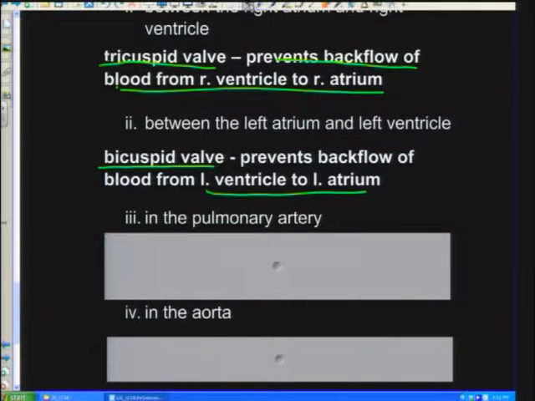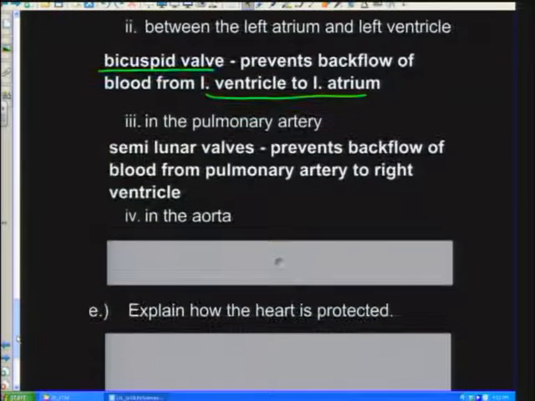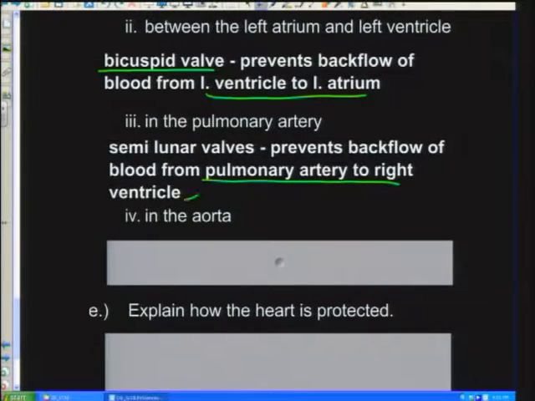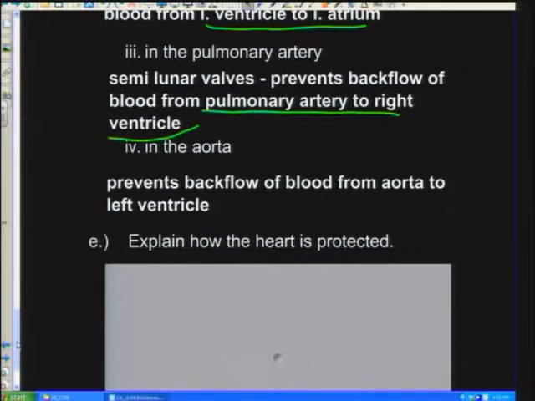The valves in the pulmonary artery are called semilunar valves, and their job is to prevent backflow of blood from the pulmonary artery to the right ventricle. And lastly, in the aorta, it's also semilunar valves, by the way, and they prevent backflow of blood from the aorta to the left ventricle.